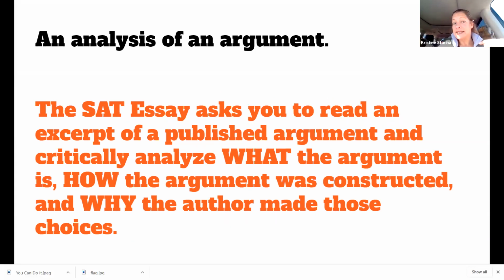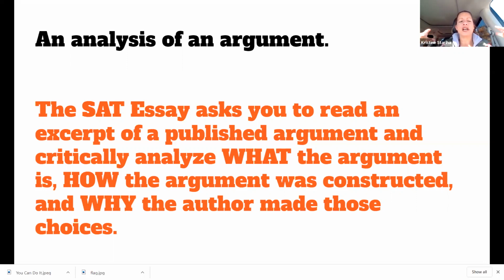So, you know, the ACT essay was this opinion piece where it would ask you a question, and then it would ask you to either defend a claim, challenge a claim, or qualify a claim. This I like a lot better, because you actually are going to read an excerpt of a published argument, and then you're going to critically analyze that argument.